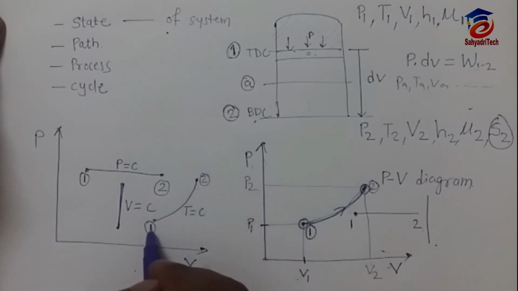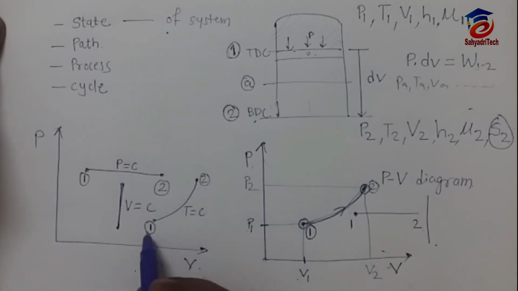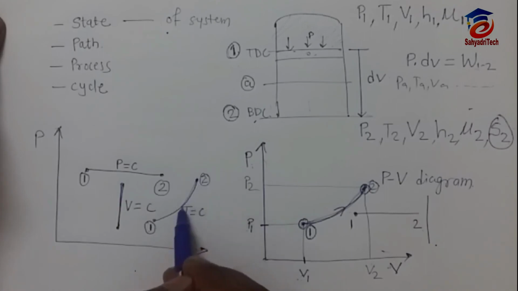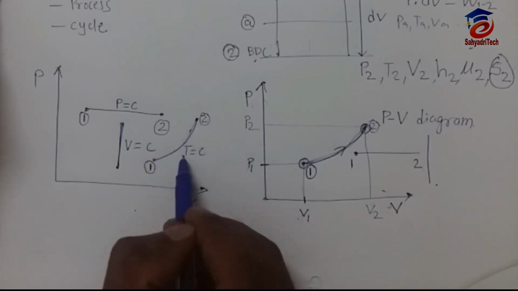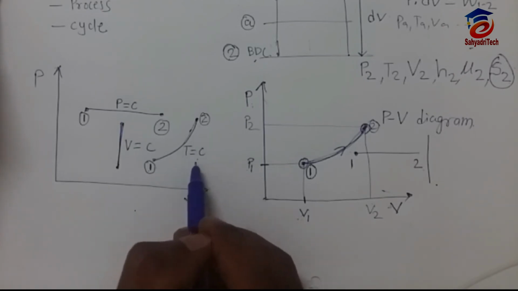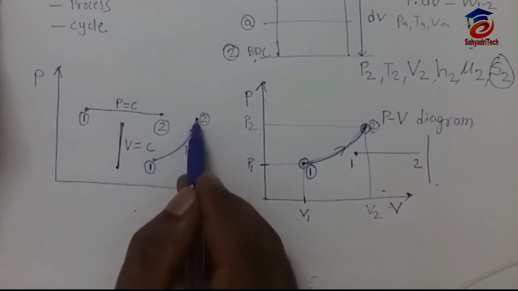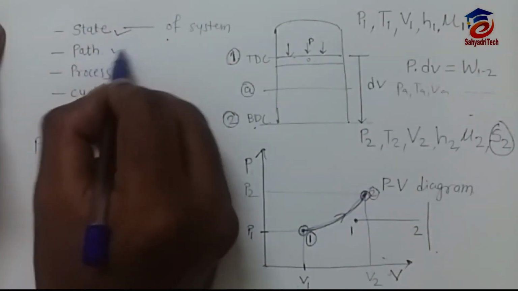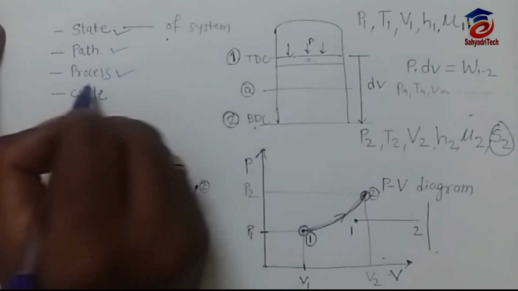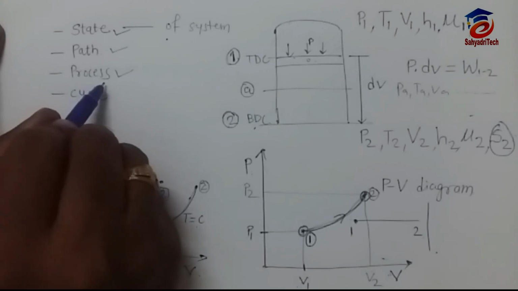The temperature is constant during the change in position or change in state. This point 1 is called a state, and point 2 is a state. So the state will change from 1 to 2, and it will follow path 1 to 2. And what is its nature? T is equal to C, that is an isothermal process. So we know what is state, now we know the path, and we know what is a process. We will see the various processes in detail in the next lecture.